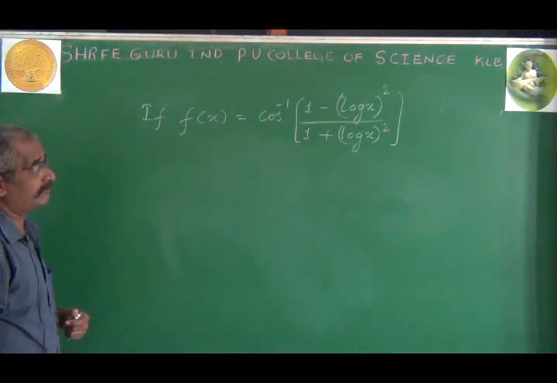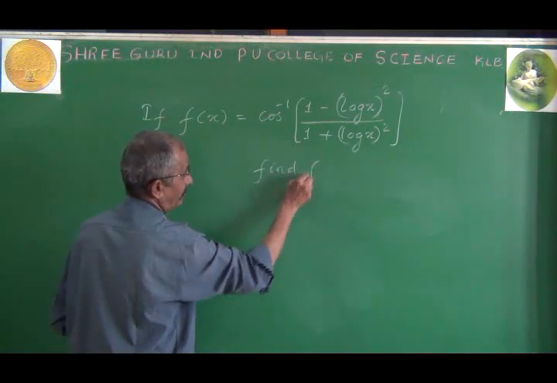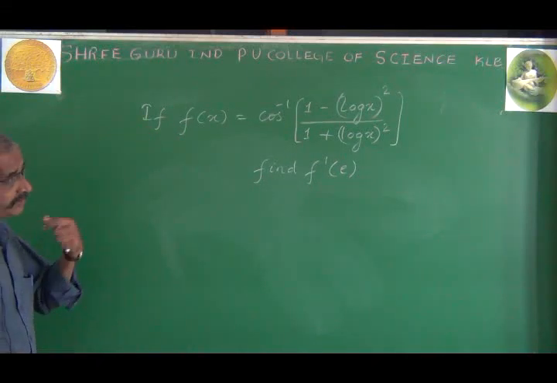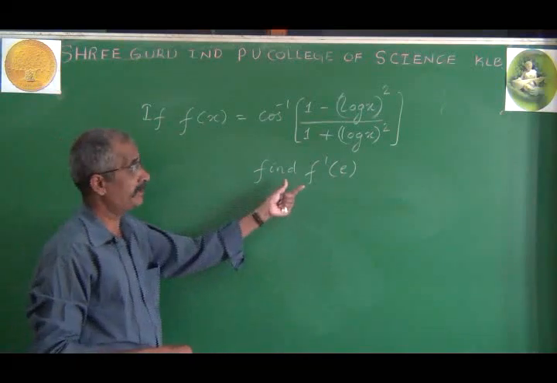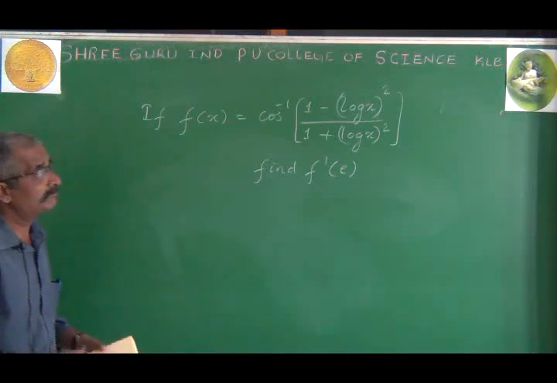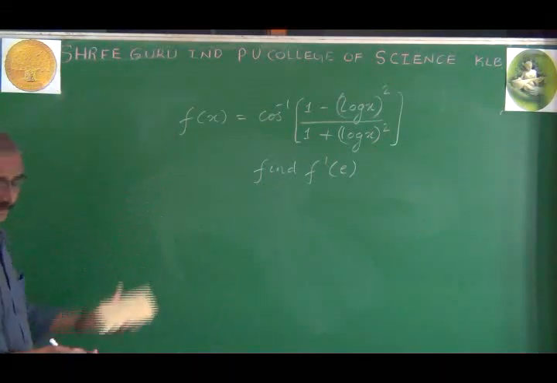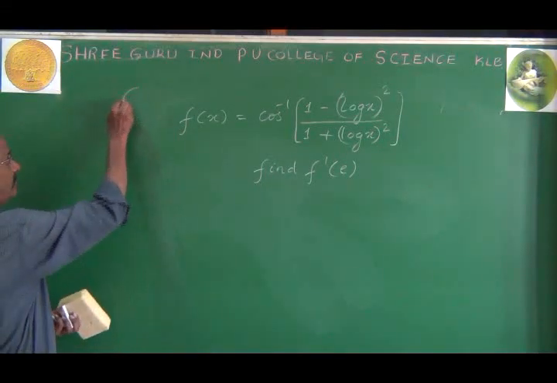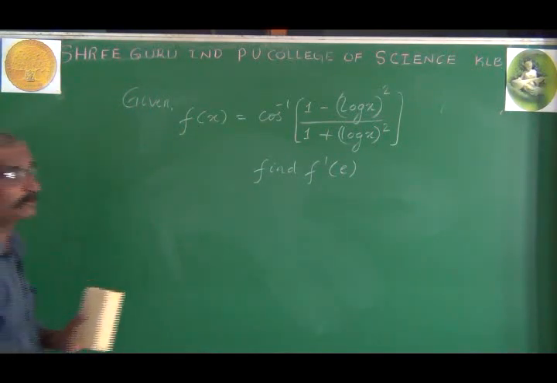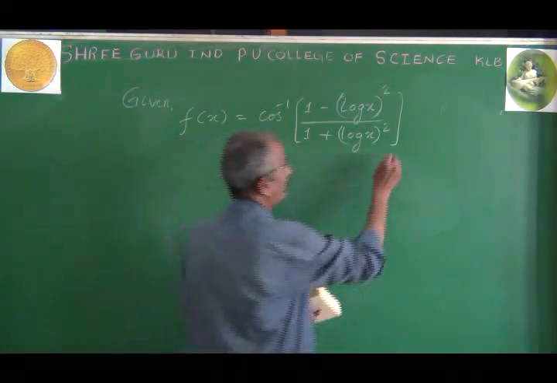The question asks us to find f dash of e. Finding f dash of e means we have to first get f dash of x, then replace x by e. So let us first get f dash of x by proper substitution, then we shall find f dash of x at x equal to e. Let's write the given function: f of x equals cos inverse of 1 minus log x whole square by 1 plus log x whole square. Call this 1.